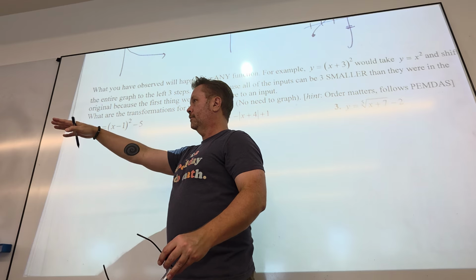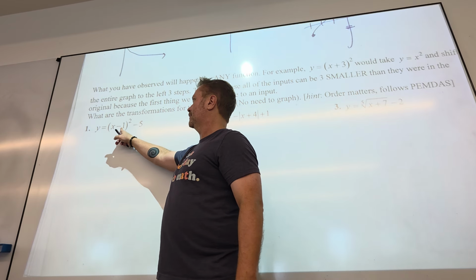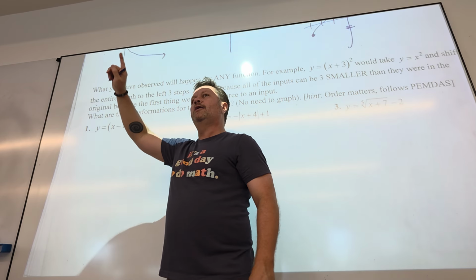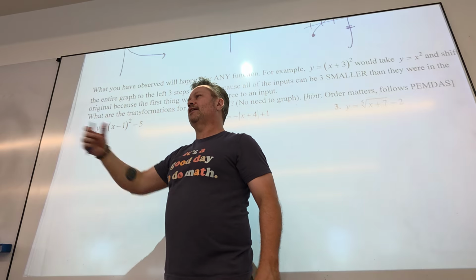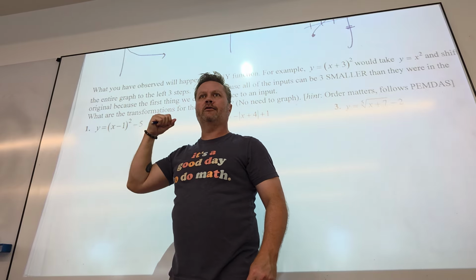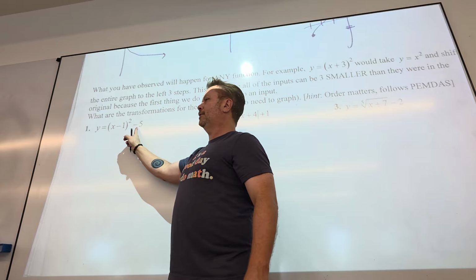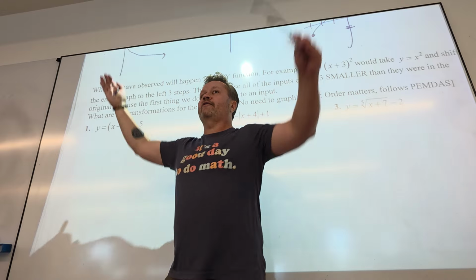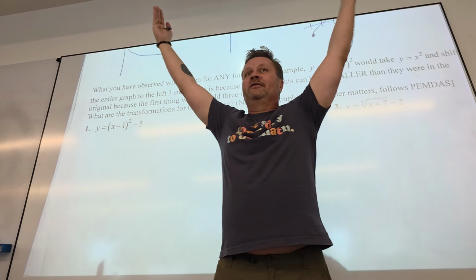You with me? Because it's inside with the X, that's left and right, and it does the opposite of what it looks like, because all my inputs have to be 1 bigger than they used to be. Because the first thing this does is it takes 1 away. That's the mugger that takes $1 away from you. So everybody with me? So I go right 1, and then I would go down 5. So I have a parabola, that's what y equals x squared looks like, and I'll move it right 1, down 5.